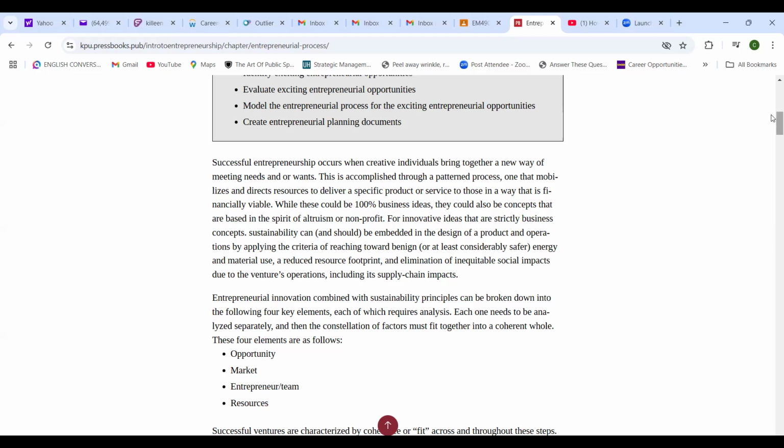For innovative ideas that are strictly business concepts, sustainability can and should be embedded within the design of the product and the operations by applying criteria to reaching toward benign or at least considerably safer energy and material use, a reduced resource footprint, or elimination of inequitable social impacts due to the venture's operations, including supply chain impacts.